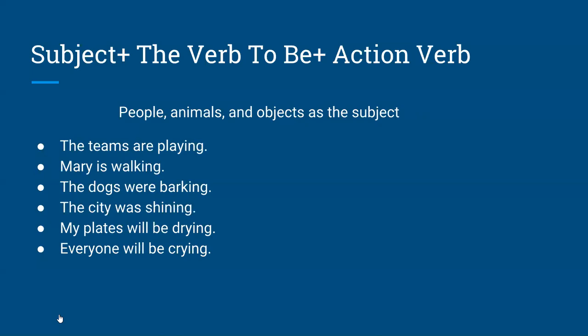My plates will be drying. So my plates is they. They will be drying, my plates will be drying. Same thing. Everyone will be crying. That's the same thing as saying they will be crying. Everyone is the subject. Will be is the verb to be. Crying is my action verb. Everyone will be crying. So pause this right now and practice. Make a few of your own sentences, because this is where a lot of people kind of go awry and get confused. But it's the same rules as what we just did. We just switched out the pronoun and we just have different subjects.